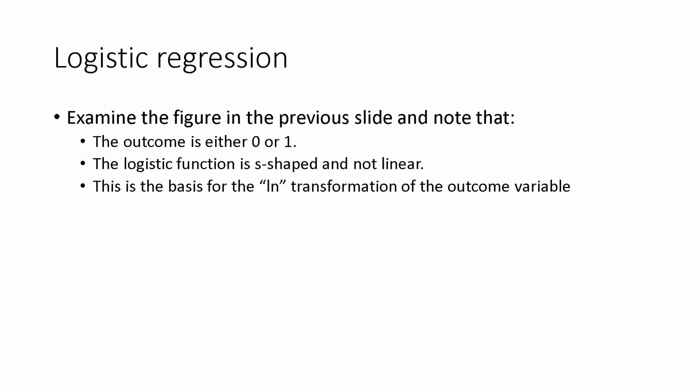This slide has already been explained. The outcome is either 0 or 1. The logistic function is S-shaped and not linear. And this is the basis for the ln transformation of the y, or outcome variable, as explained earlier.